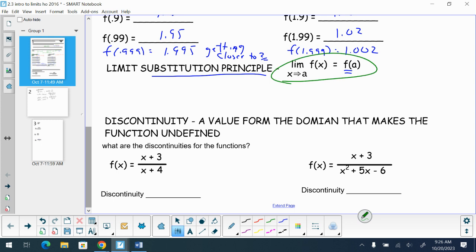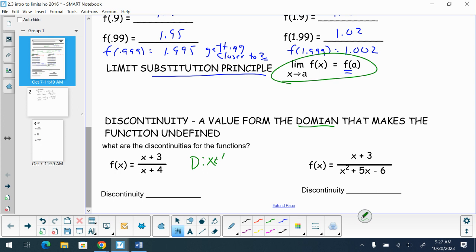Discontinuity. When you talk about discontinuity, we've dealt with these before, but I don't know if we called it discontinuity. Here's a function. When we look at the idea of discontinuities, what we've looked at before is the domain. If I give you this function, f of x equals x plus 3 over x plus 4, what's your domain?